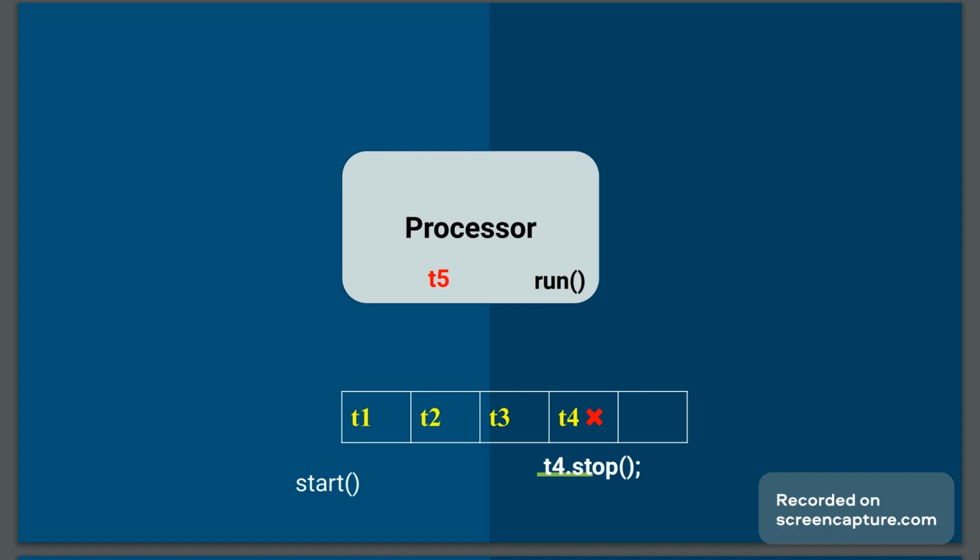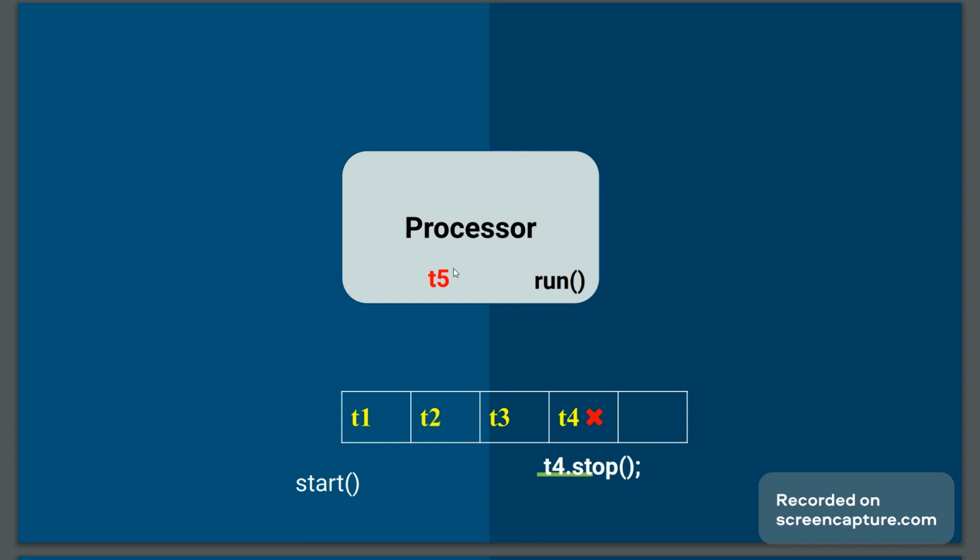Now, for example, as we are talking about multiple threads, it means multiple threads are ready for running on the processor. There is one processor only, so those threads will be waiting in the queue. Suppose four threads are waiting in a queue and one thread T5 is running on the processor. Now when we call the start method for T1, T2, T3, T4, they get placed in a queue and are waiting for their turn.